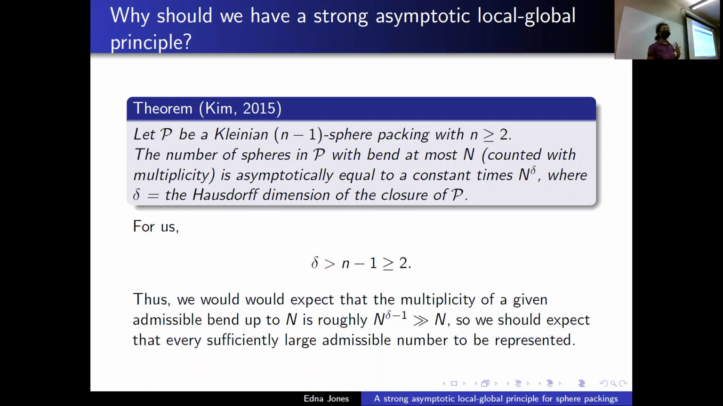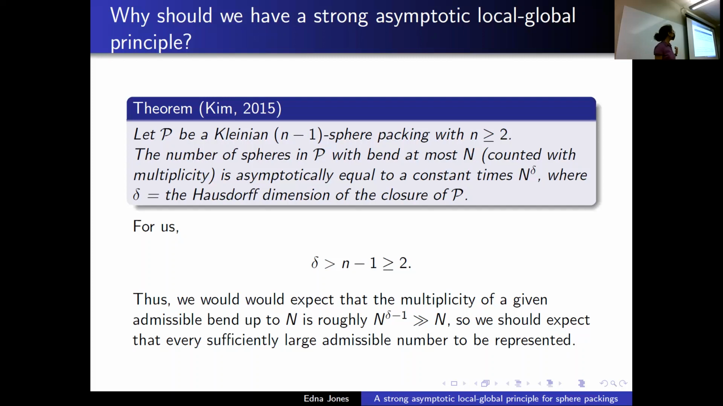So it has been proven that if we have a Kleinian n minus one sphere packing with n at least 2, the number of spheres in our packing with bend at most n, counted with multiplicity, is asymptotically equal to a constant times n to the delta, where delta is the Hausdorff dimension of the closure of our packing.